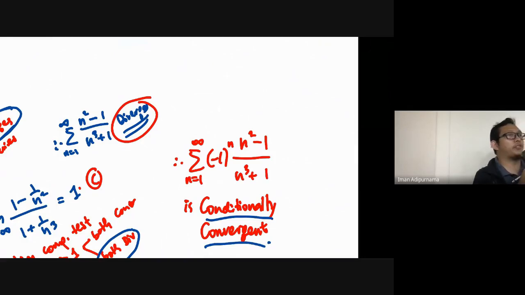Okay, so whenever you find any alternating sign, you need to try not only the alternating series method, but you need to put the absolute value and check the series on that absolute value. If the conclusions are divergent and convergent, then it will be conditionally convergent. If both converge, then it's absolutely convergent.